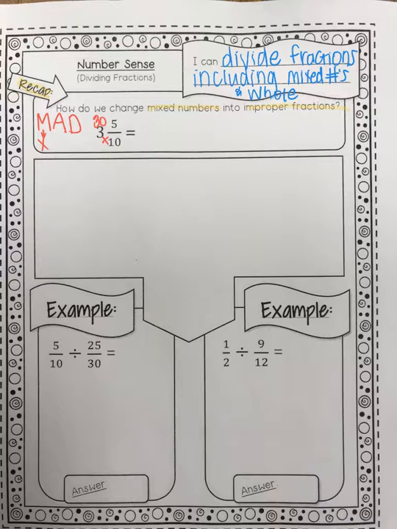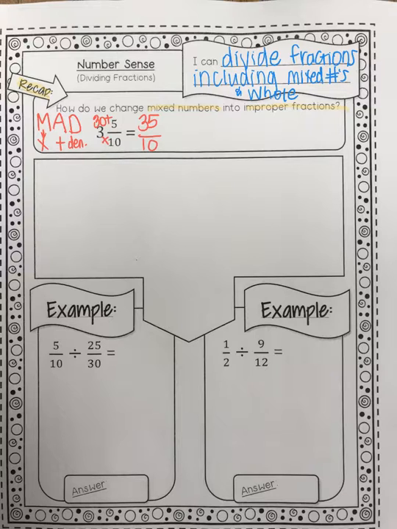Good job. What does the A stand for in MAD? Add. What are we going to add? The numerator to the product. The new product to the numerator. So 30 plus 5 is? 35. What does the D stand for? Denominator. Not divide. We got yesterday on that. So it's going to be that the denominator stays the same. So I have just changed this mixed number into an improper fraction.